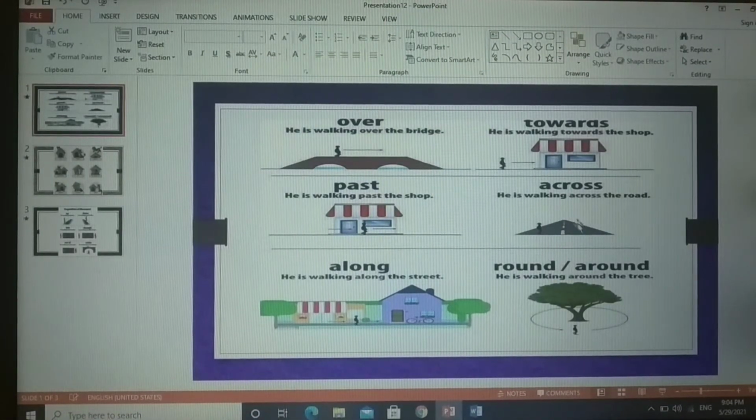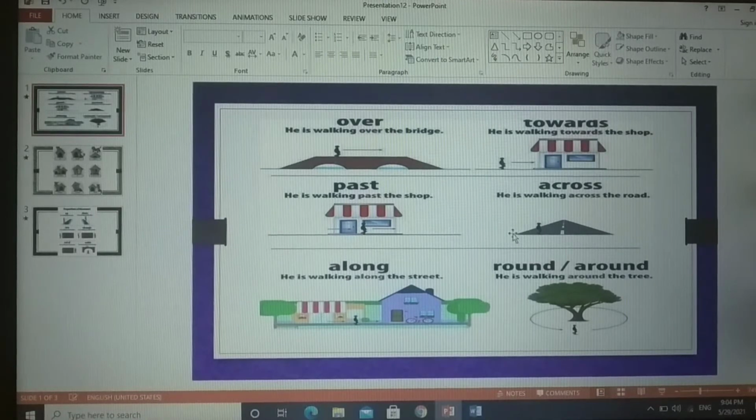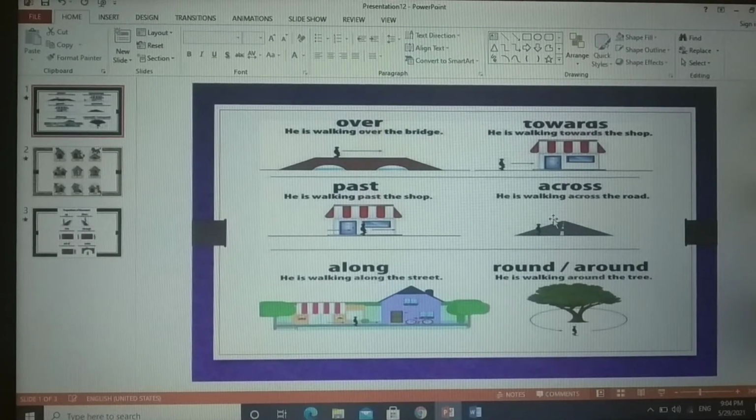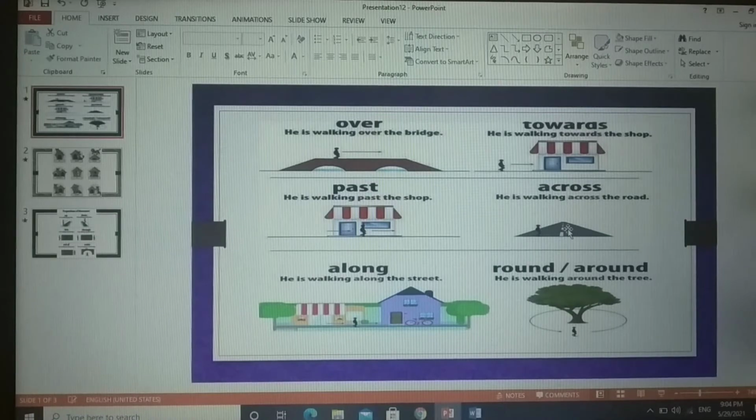Then next one, he's walking across the road. Across, as you see, the road is going in this direction, the longer direction, but this person just crosses the road like this. He's walking across the road. I was walking across the road, or I was walking across our house. I don't want to write the same examples again.